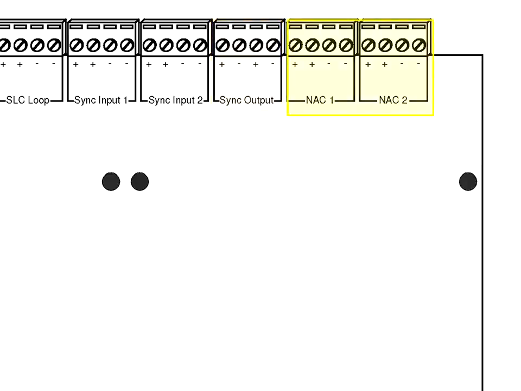The last two terminals located at the top right of the QX Mini main PCB board are the two onboard NAC circuits that are used for horns and strobes. Each of the NAC outputs are rated for 2.5 amps with a total of 5 amps per panel and 30 amps per system.